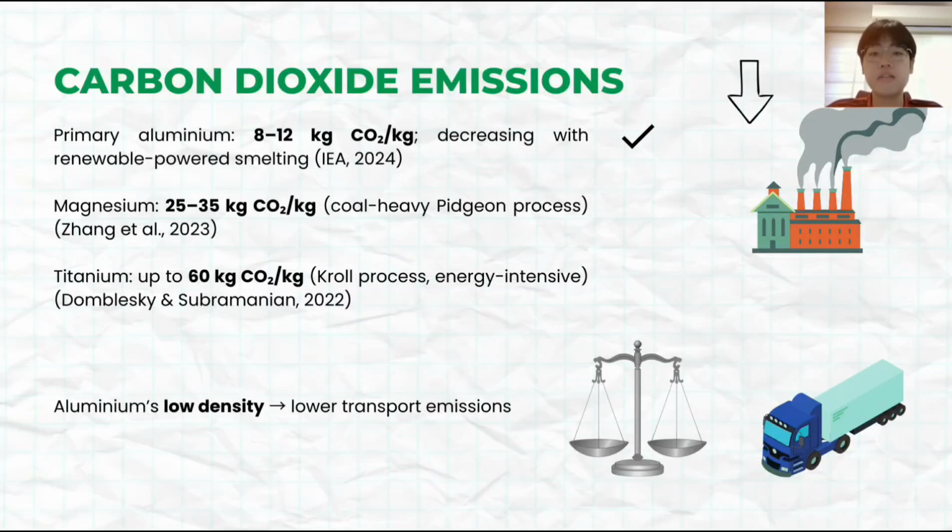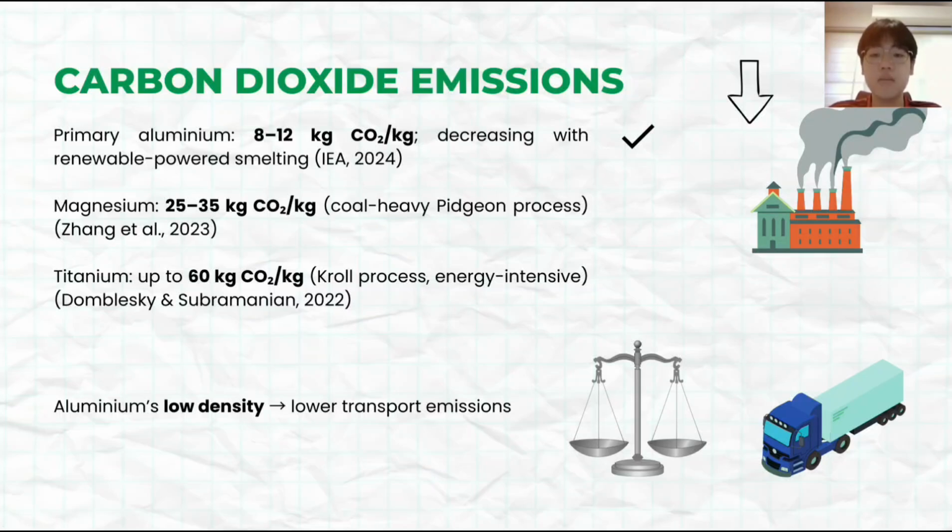Primary aluminum releases about 8 to 12 kilograms of carbon dioxide for every kilogram made. Although this may seem significant, newer technologies like renewable powered smelting are steadily reducing this number. When we compare aluminum with other candidate materials, the advantage becomes clearer. Magnesium production emits about 25 to 35 kilograms of carbon dioxide per kilogram because its process relies heavily on coal. Titanium production is even more carbon intensive, reaching up to 60 kilograms of carbon dioxide per kilogram due to the extremely energy demanding Kroll process.